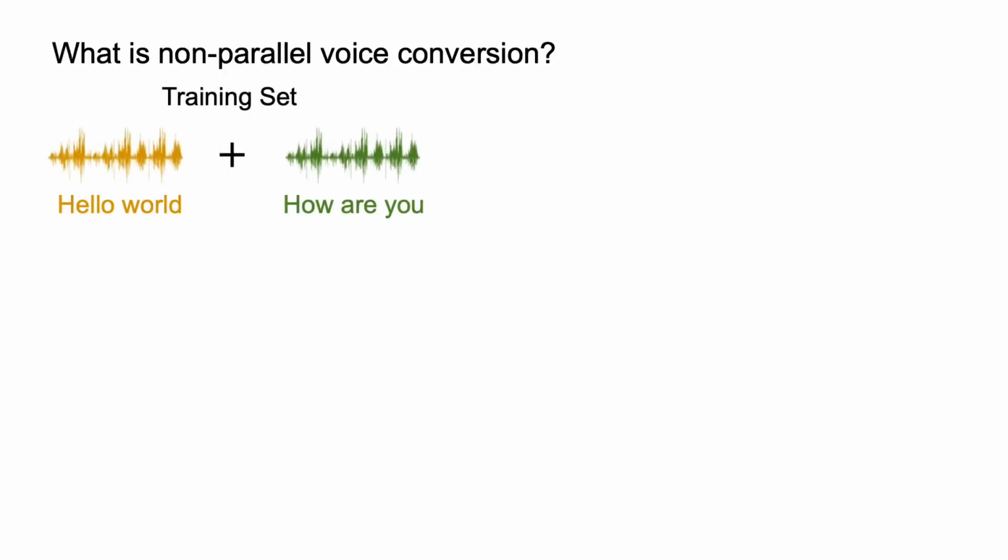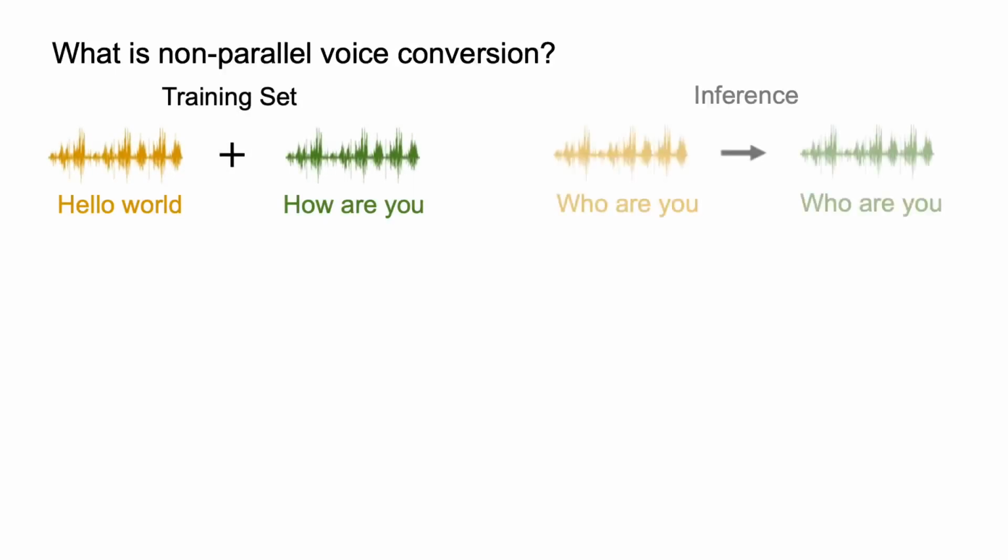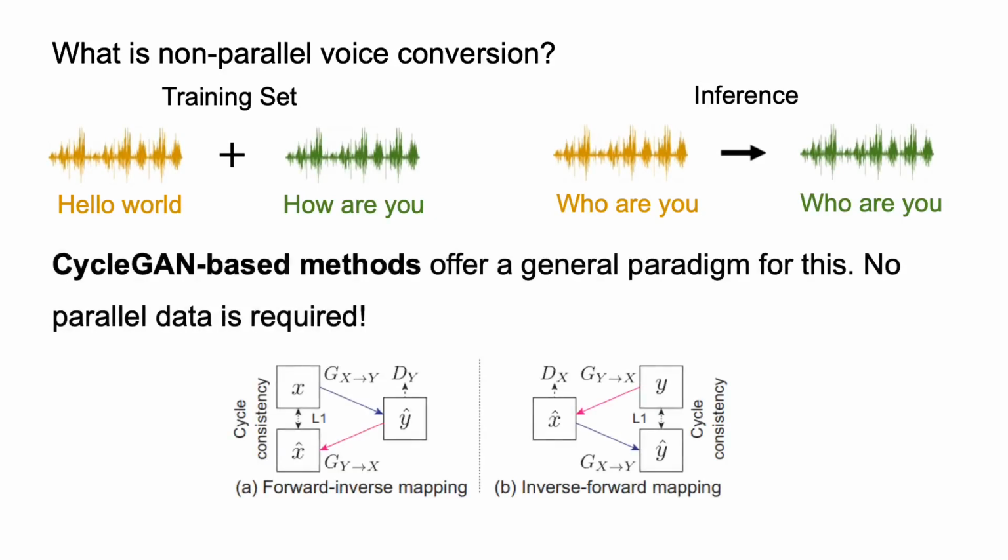But what is non-parallel voice conversion? That is, the training utterances of source speaker and target speaker could be different in content apart from timbre. Actually, the CycleGAN-based methods offer a general paradigm for this, which does not require any parallel data.